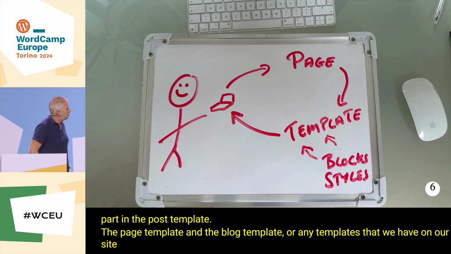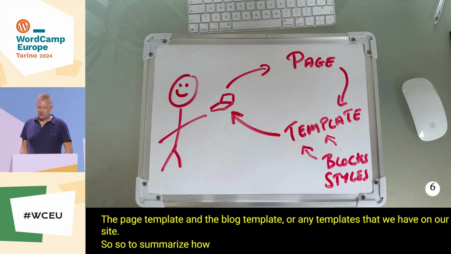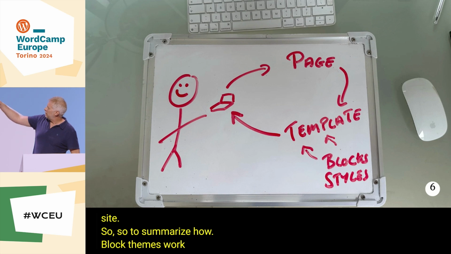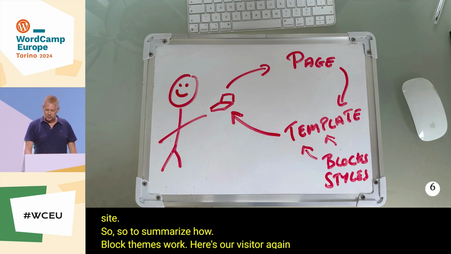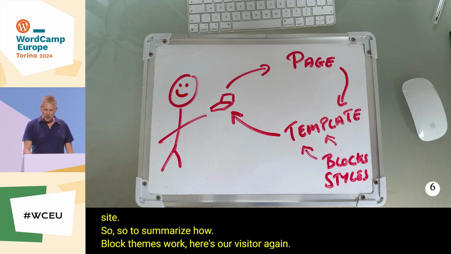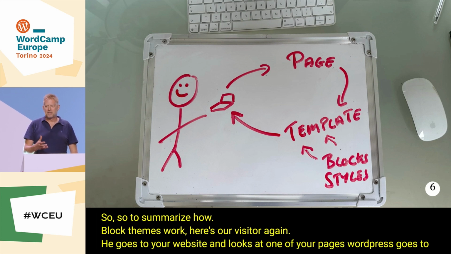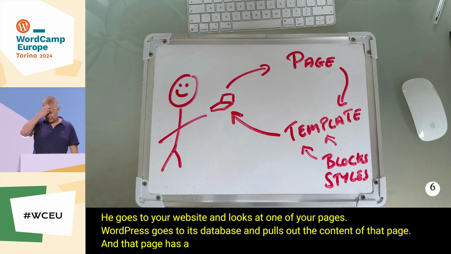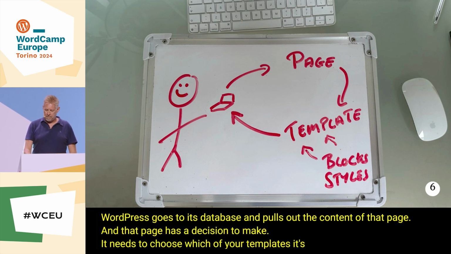So, to summarize how block themes work, here's our visitor again. He goes to your website and looks at one of your pages. WordPress goes to its database and pulls out the content of that page, and that page has a decision to make. It needs to choose which of your templates it's going to use to display it.